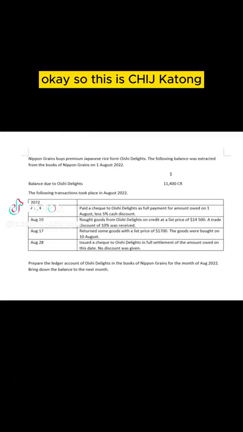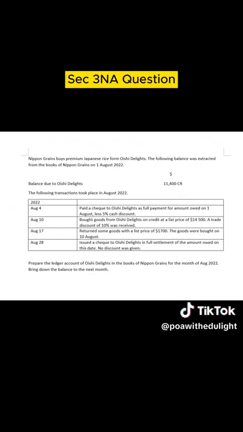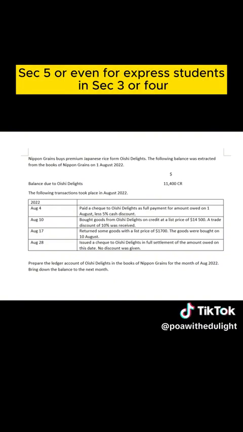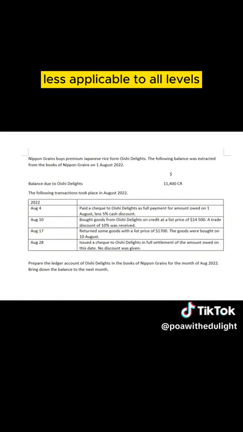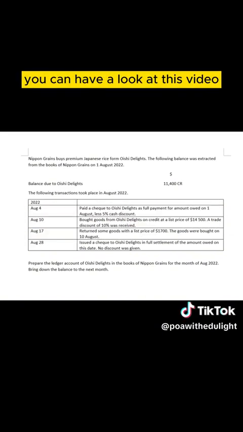Okay, so this is the CHIJ Katong Convent End of Year Examination 2022 Sec 3 NA question. This is a trade payable question that I'm running through with you. It doesn't matter whether you're Sec 4 NA, Sec 5, or even express students in Sec 3 or 4. The trade payable question is more or less applicable to all levels. So if you're weak in trade payable, you can have a look at this video.